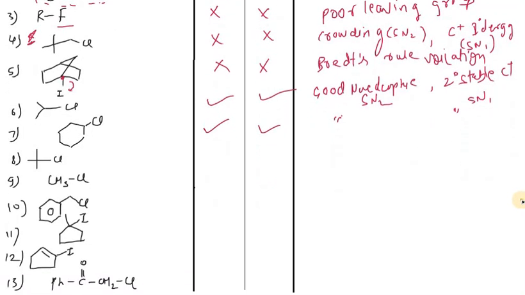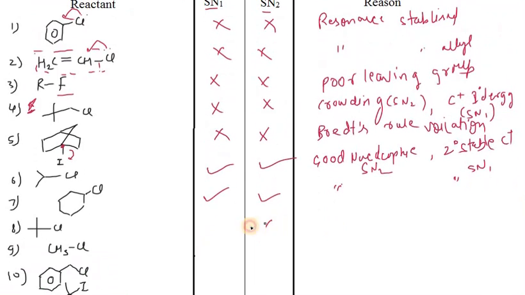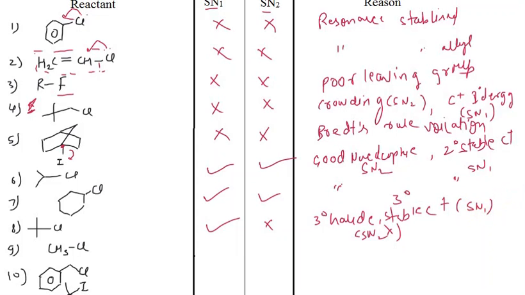Now if we consider this 3-degree halide, we know that a 3-degree halide is never going to undergo the SN2 reaction, but it will favor the SN1 reaction because it is a 3-degree halide and it is stable. So it will never go toward SN2. And here, with a 3-degree halide, it is a stable carbocation. Due to the stable 3-degree carbocation, it will go towards the SN1 mechanism.